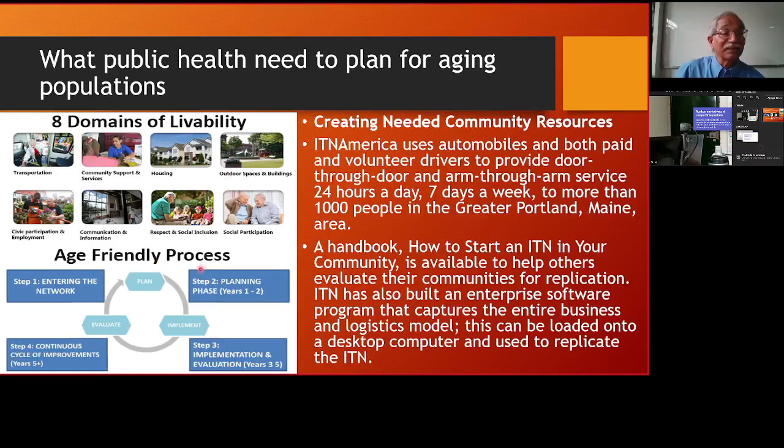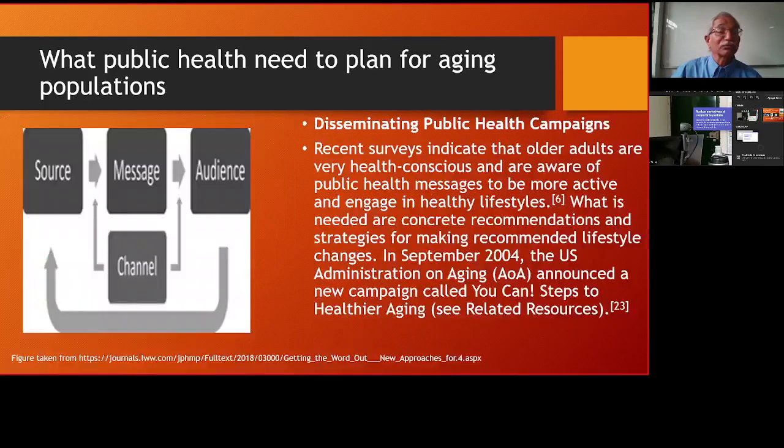And the age-friendly processes are entering the network, planning the phase, implementation, evaluation, and a continuous cycle of improvement. That is the age-friendly process which they are trying to create as a community support for the aging population and providing the domains of livability. So a lot of information and papers are being published on various areas, Greater Portland, Maine, different areas, they are working with people to find out the solution for that.